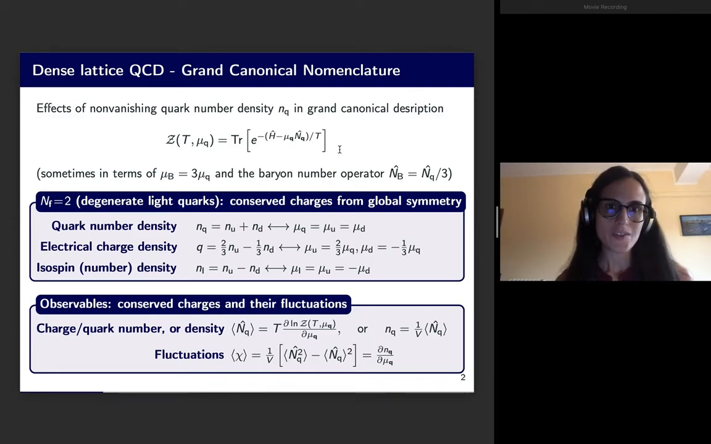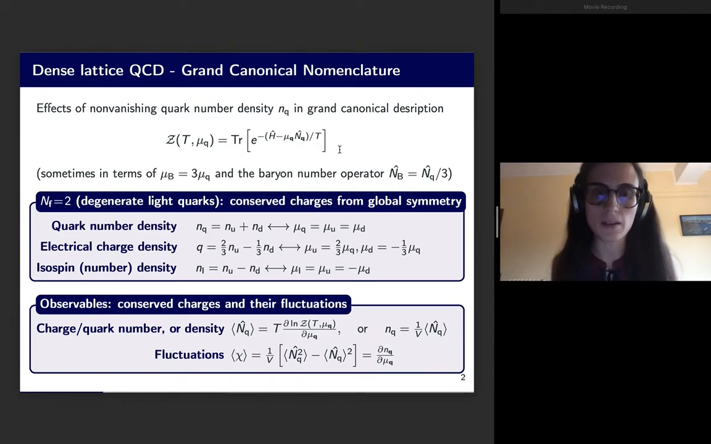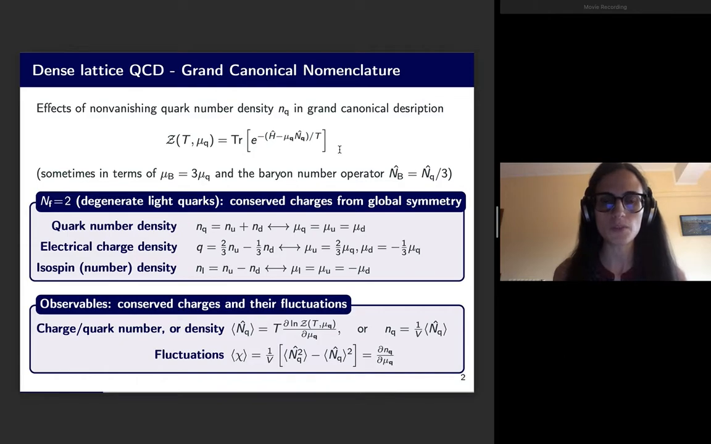Now, when you want to consider non-zero quark chemical potential, that is an asymmetry with respect to how many particles rather than antiparticles you have in your system, this partition function is expressed as a function of mu q, and sometimes also in terms of mu b, which is 3 times mu q, and then it's coupled to the baryon number operator rather than the quark number operator, which contains the same factor of 3 at the denominator.